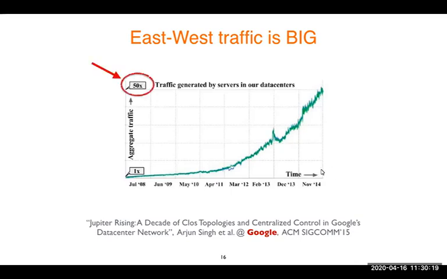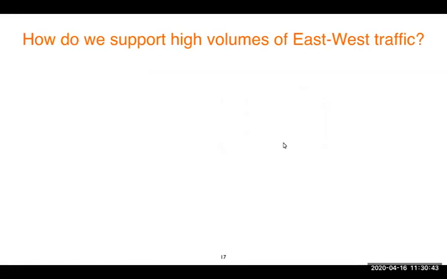And so the takeaway here is, if you look at this, there's a 50x growth in traffic over a period of about 6 years. So that's pretty remarkable. That's way faster than Moore's law even. And so we have to support a huge amount of this east-west traffic. And this east-west traffic is growing quickly. And we can't just hope to deploy bigger links or faster routers. And so that becomes our central question: how do we support these high volumes of east-west traffic?